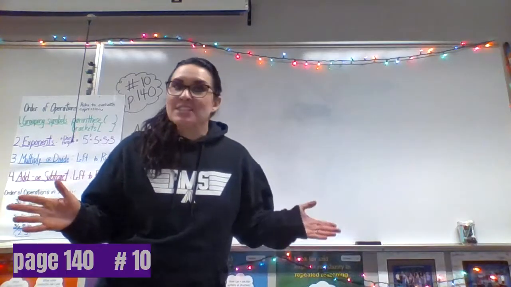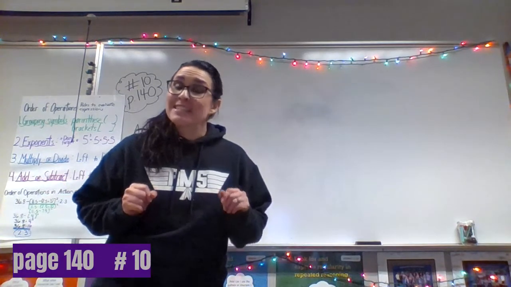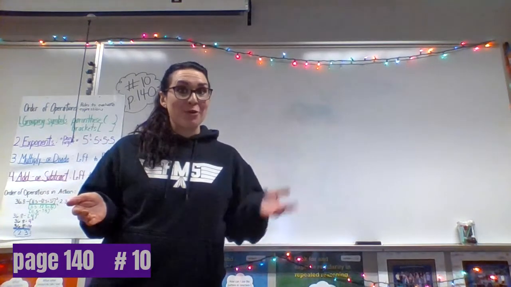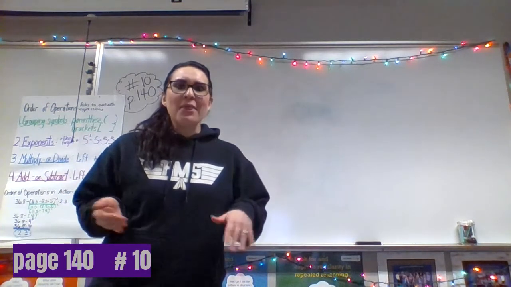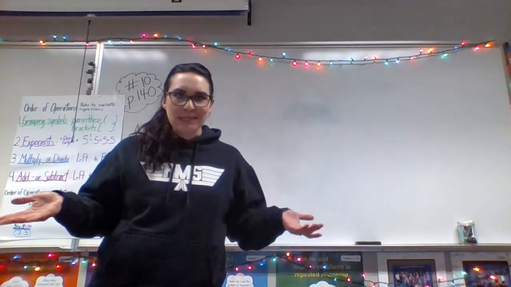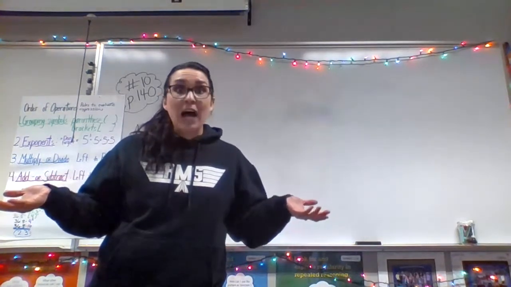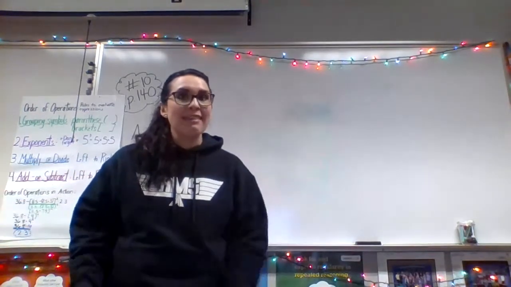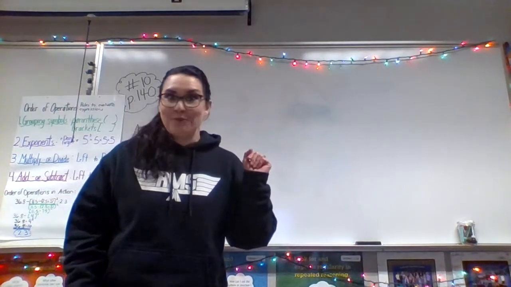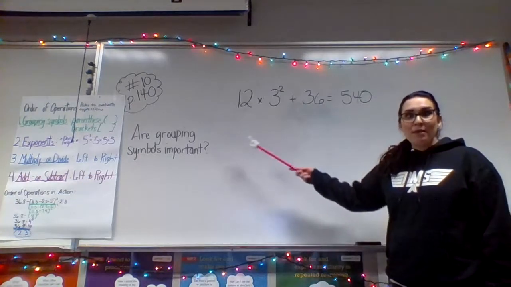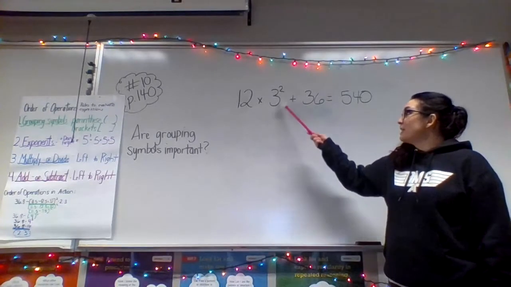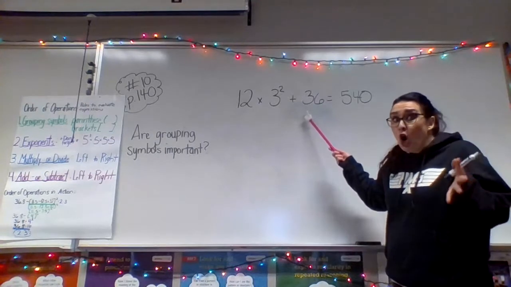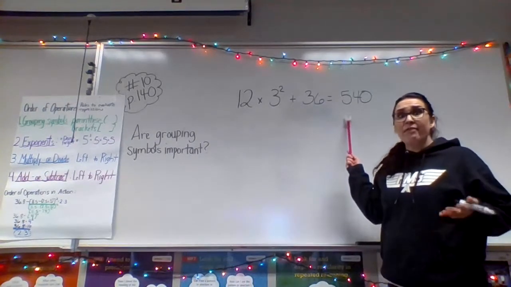All right, my friends, so the next problem we're going to look at together is number 10 on page 140. And for all the problems on page 140, numbers 10, 11, and 12, the big question is, do grouping symbols even matter? The answer is yes. Yes, they do. But let's prove it, right? So let's first look at number 10 on page 140. The way this problem is written out, we have 12 times 3 to the second power, or 3 squared, plus 36. And our goal, what we're trying to get to, is the number 540.